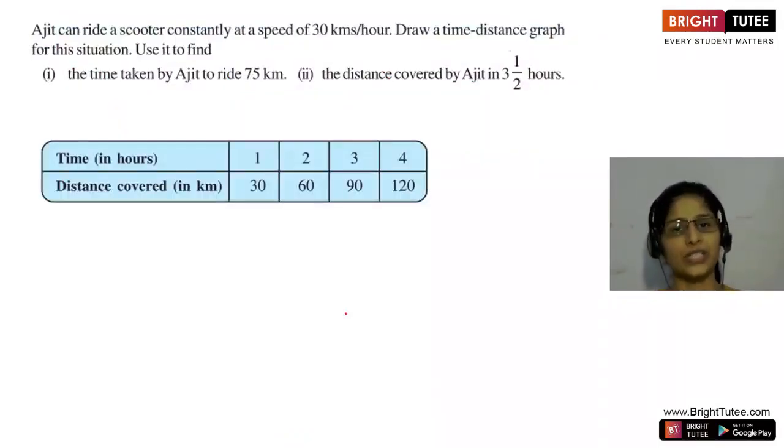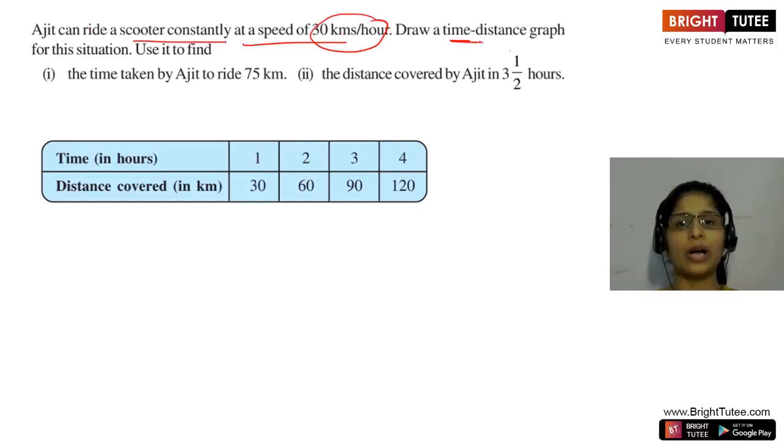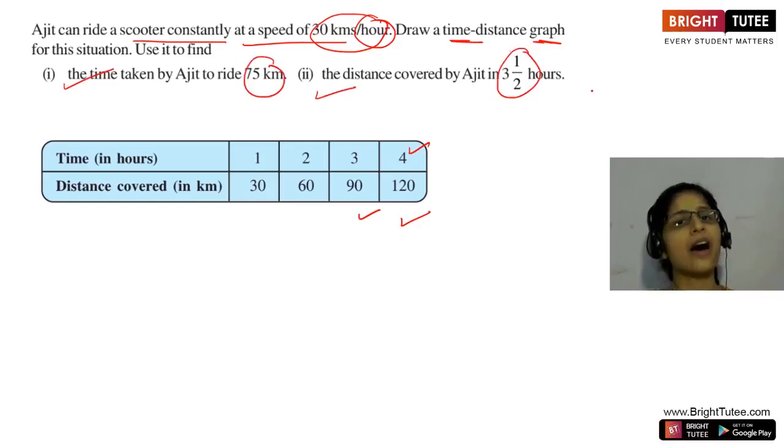So here is another question that we have. Here it is saying that Ajit can ride a scooter constantly at a speed of 30 kilometers per hour. We have to draw a time distance graph. Now we know that in 1 hour, how much distance does he cover? He can ride 30 kilometers. In 2 hours it will be 60, in 3 hours it will be 90, and in 4 hours it will be 120. So we have formed one table. Now we have to tell the time taken to cover 75 kilometers and distance covered in 3.5 hours.